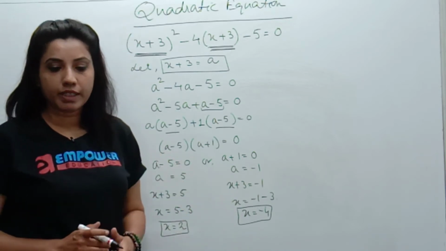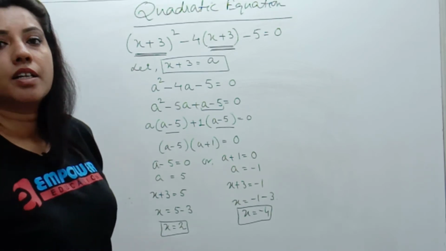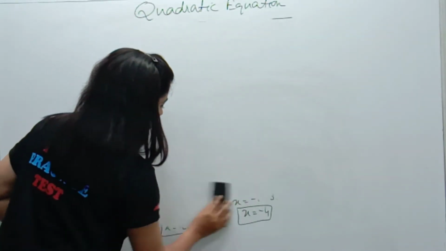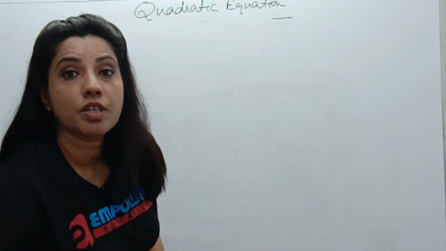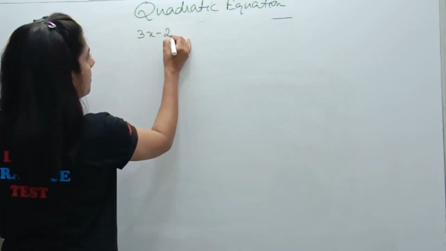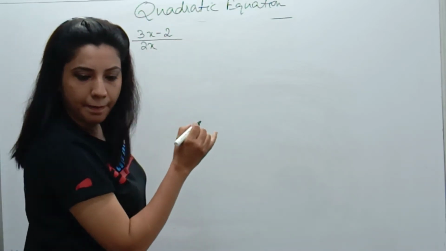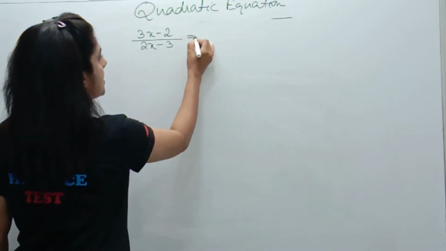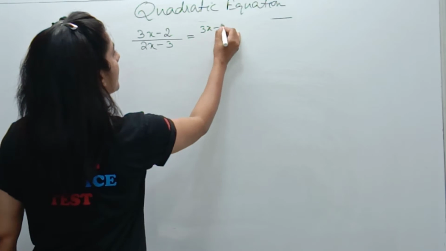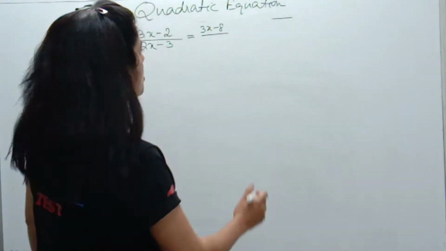I'll be taking one more example. Yeah, so it is done. Let us take one more example, solving the quadratic equation by factorization method. One more example is (3x minus 2) upon (2x minus 3) is equal to (3x minus 8) upon (x plus 4).